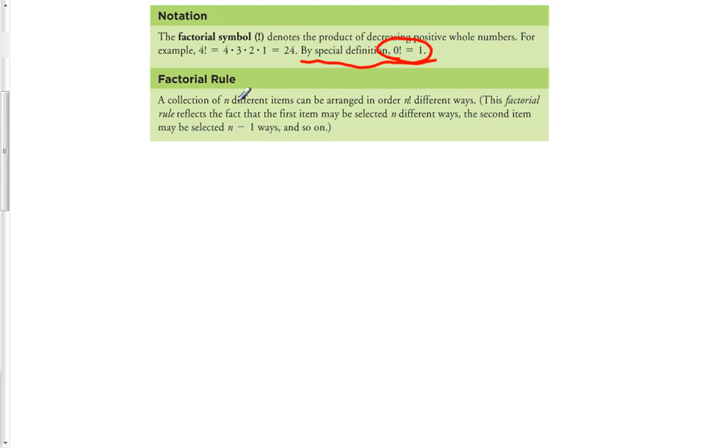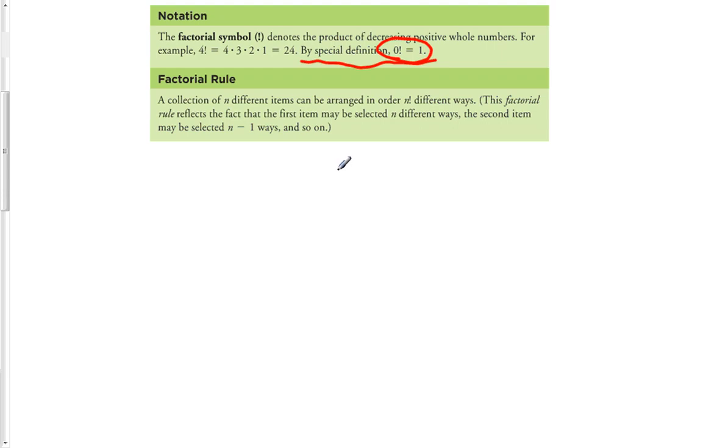A collection of n different items can be arranged in order n factorial different ways. The factorial rule reflects the fact that the first item may be selected n ways, and the second item, because there's no replacement in this rule, can be selected in n minus 1 ways because we can't select the item that we selected first. So the factorial rule is basically when you apply the restriction of not replacing the object selected in the first trial to make your second selection.